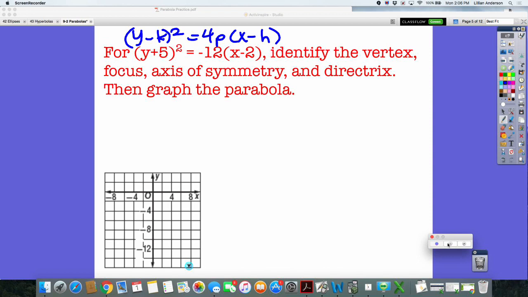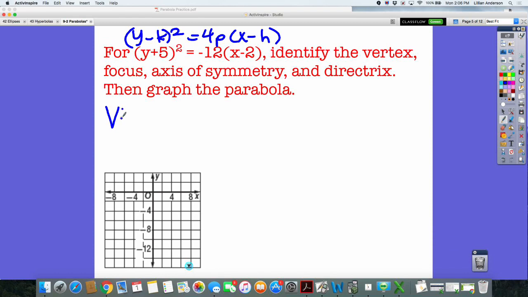So now let's find the vertex. Remember, the vertex of the parabola was (h, k). What's the value of h? 2. And what's the value of k? Negative 5. As we can see in the formula, it's y minus k, so the only thing to make that plus 5 even exist is if we plugged in the negative 5 for k. So that's where our vertex is located.